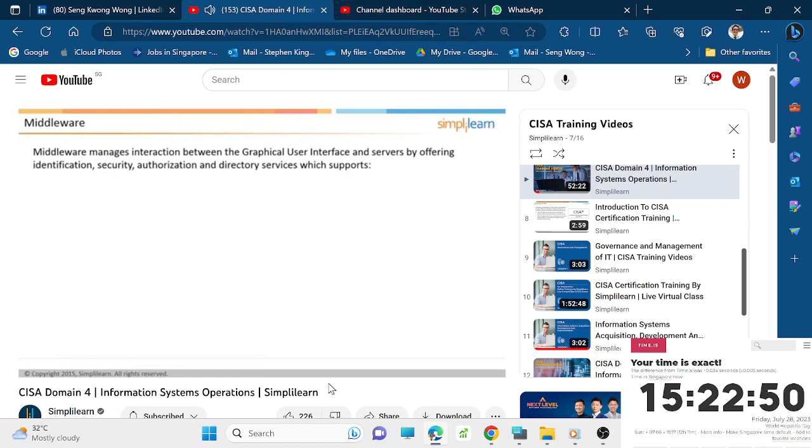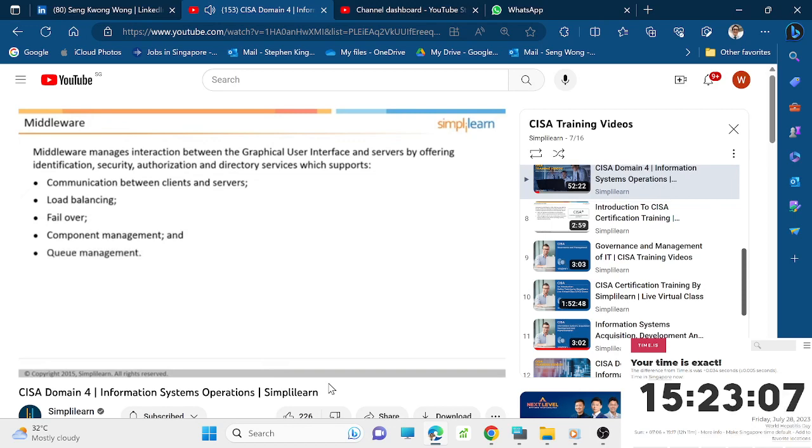Middleware manages interaction between the graphic user interface and servers by offering identification, security, authorization, and directory services. This in turn supports communication between clients and servers, load balancing, failover, component management, and queue management. In the next screen, we cover uses of middleware.